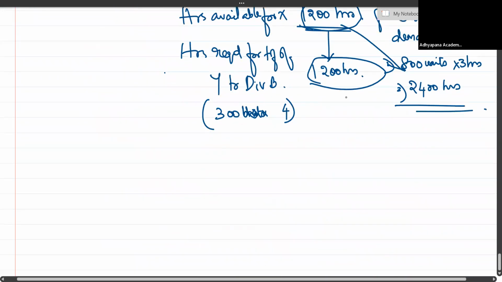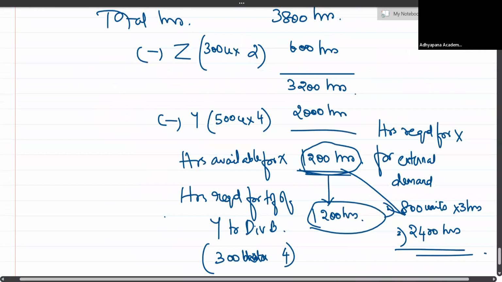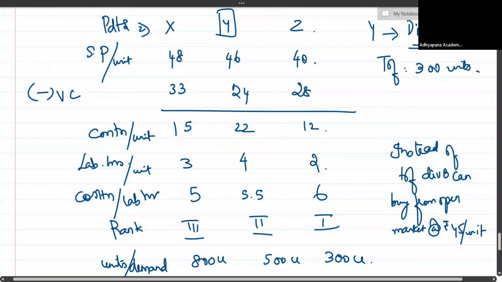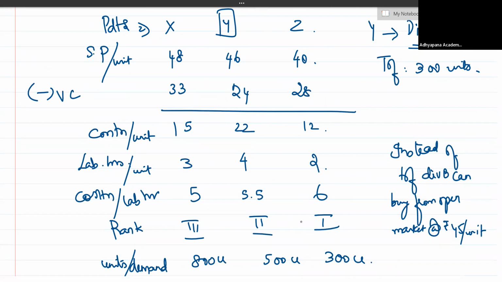For meeting 50% of X's demand, I will be getting a contribution of 15 rupees per unit. Instead, if I honor that 1,200 hours for internal transfer, it is for Y. How much is the contribution per labor hour for Y? It is 5.5. The contribution per labor hour for X is only 5. So, instead of meeting the external demand of X, I give that available 1,200 hours to Y because the contribution per labor hour for Y is more.